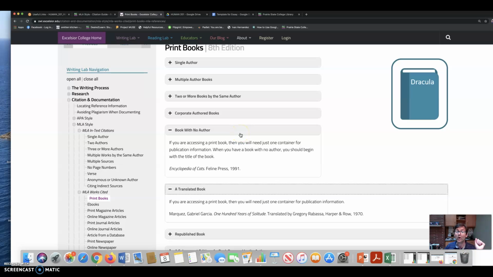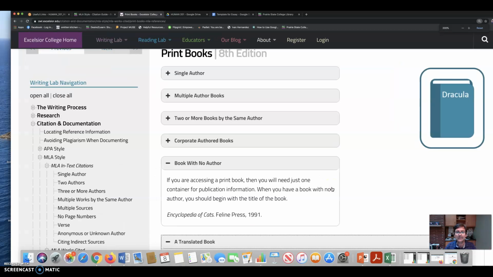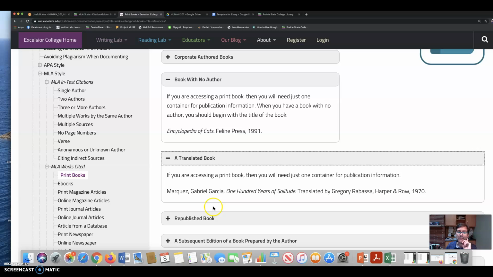Okay? So for a book that has no author, you just start with the title and then the publisher and the year. However, in this case, Gilgamesh, we also have a translator. So here's an example of a translated book. This is a book called 100 Years of Solitude, by a guy named Gabriel Garcia Marquez. So here's a translated book with an author. Gabriel Garcia Marquez, author, 100 Years of Solitude, title. And then we have translated by Gregory Rabassa, that's the translator, then the publisher, Harper and Row, and the year of publication.